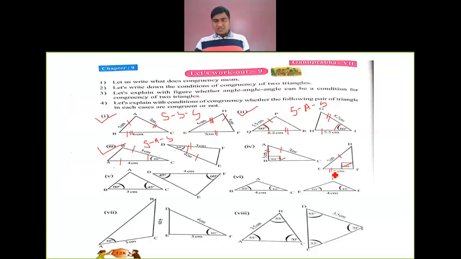So you can see that one right angle, hypotenuse, and one side are equal. So from criteria number 4, RHS congruency, we can say that two triangles are congruent. So these triangles are congruent from criteria RHS.